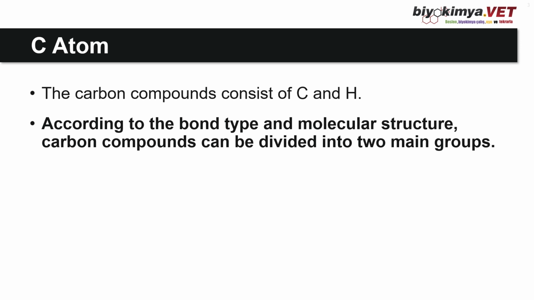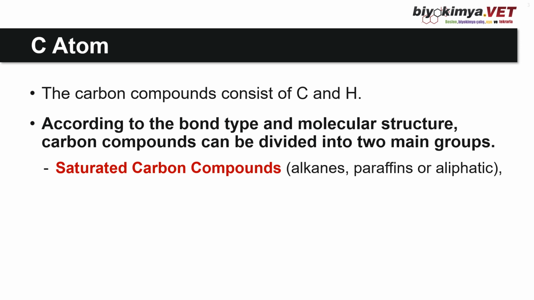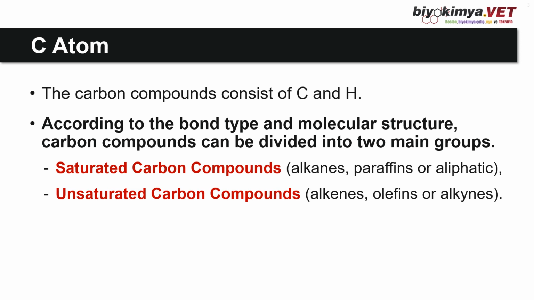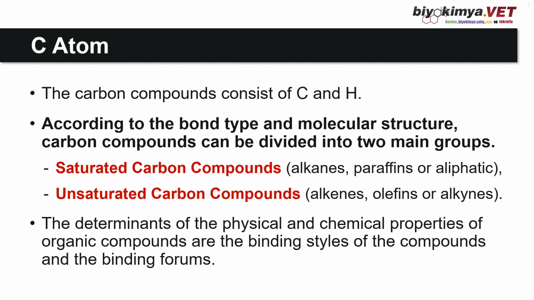According to the bond type and molecular structure, carbon compounds can be divided into two main groups. The first is saturated carbon compounds, such as alkanes, which have only carbon-carbon single bonds. The second is unsaturated carbon compounds, such as alkenes, which carry at least one carbon-carbon double bond. The determinants of the physical and chemical properties of organic compounds are their binding styles and binding forms. So the type of bond and its form, either single bond or triple bond, is very critical for any organic compound, and it is determined by the hybridization of carbon.